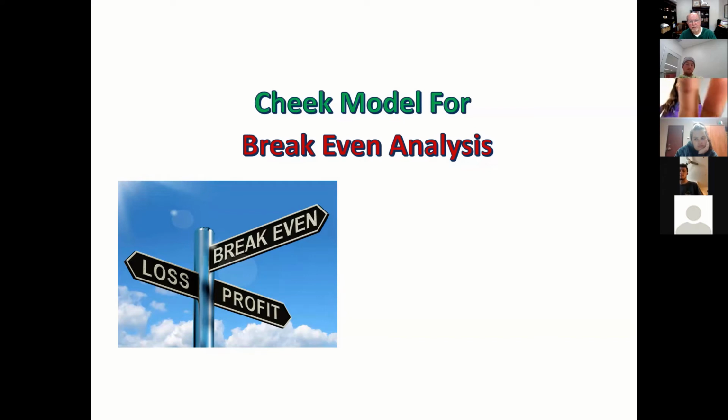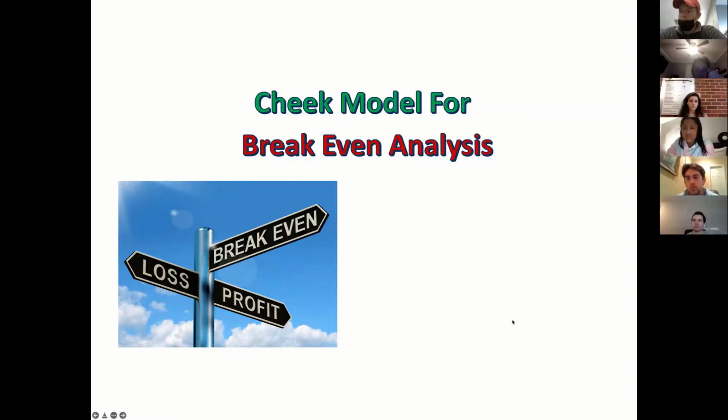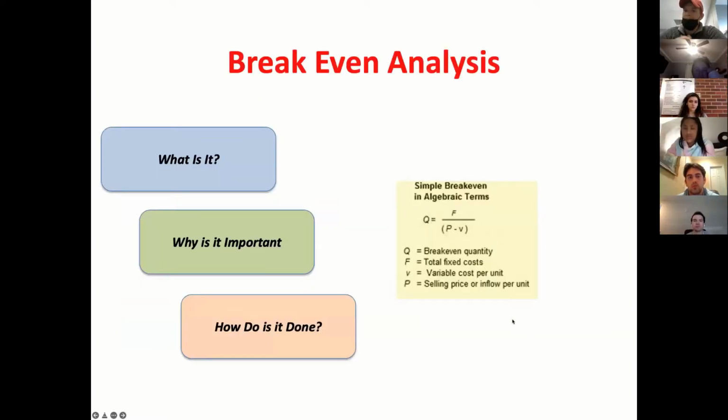Break-even analysis is one of the most important things that we're going to cover in this course. It tells you when your company is going to stop losing money and start making money. Let's talk about break-even analysis: what is it, why is it important, and how is it done?